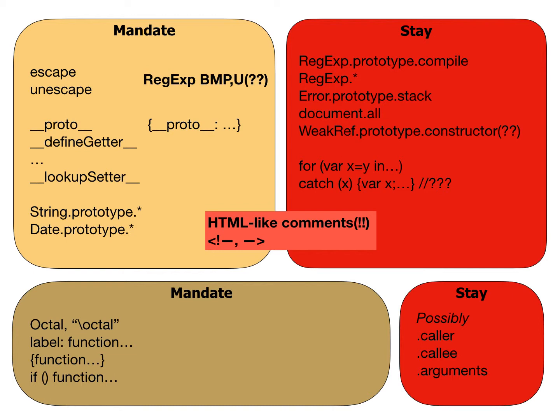So this is an inventory of the elements of Annex B. Let's start with the upper left corner: the things which apply both to strict and non-strict code, i.e. they're not specific to sloppy code.